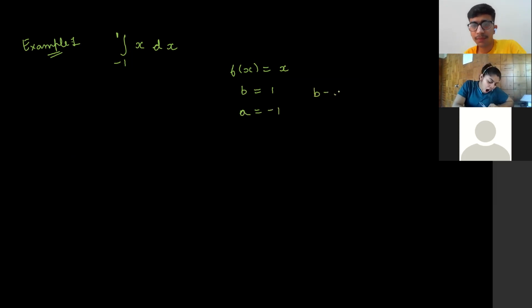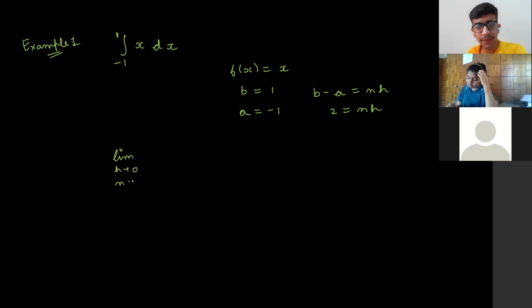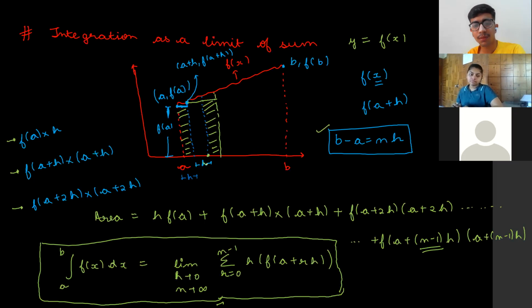Now what is b minus a? b minus a is equal to n times h. Yes. So b minus a will be 1 minus of minus 1, which is 2, equal to n times h. Let's apply the formula now, because we have fx, we have b, we have a, and we have nh as 2. So it will be limit h tending to 0, n tending to infinity, summation r equals to 0 to n minus 1 f of a plus rh times h.